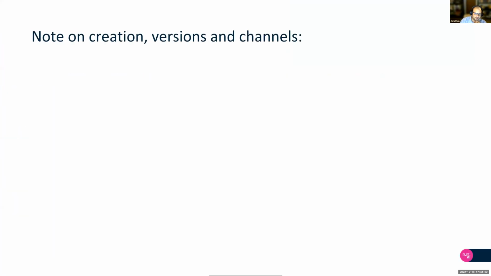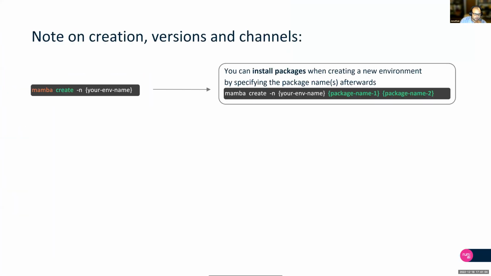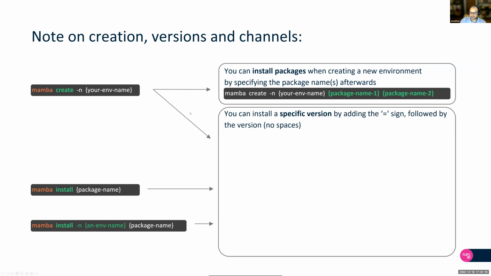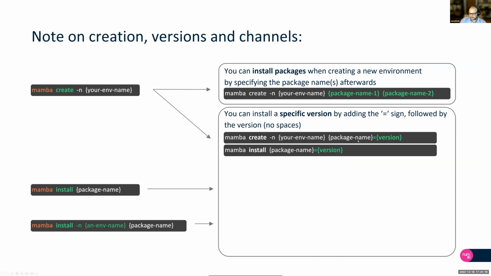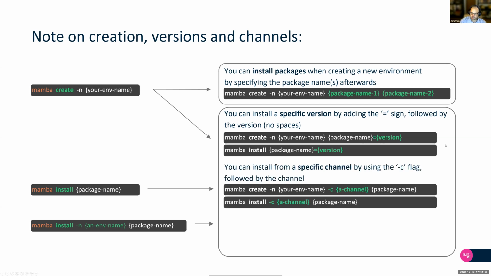So, note on creation, versions, and channels. Whenever you create an environment using the mamba create command, you can also install packages at the same time by just putting those packages after your create line. And then you can also add specific versions by adding the equal sign after the package that you want to install. And then if you wanted to install from a specific channel, you would do the -c flag followed by the channel that you want.